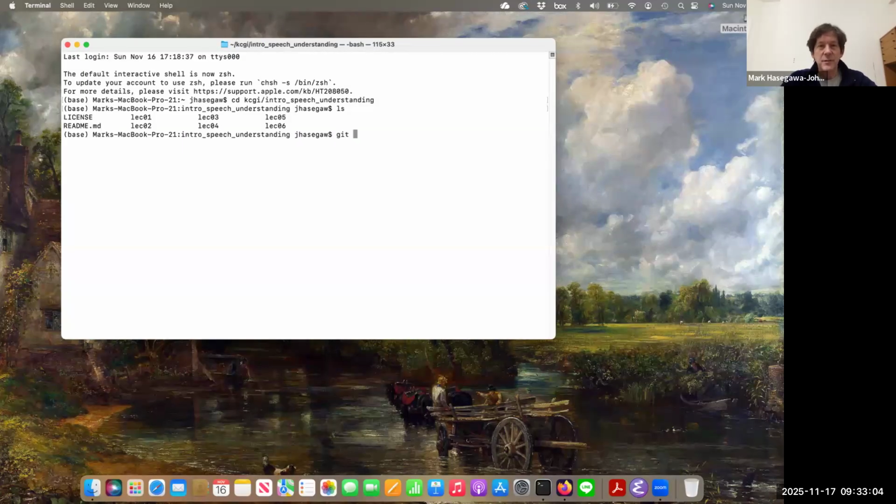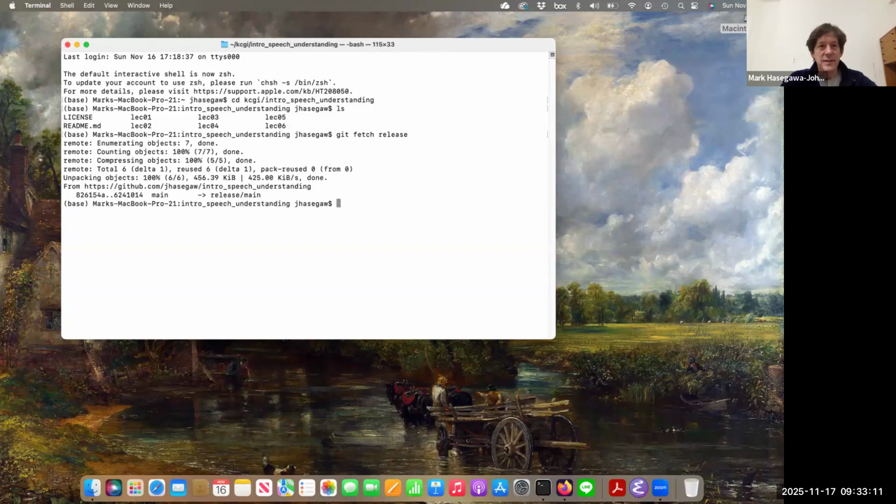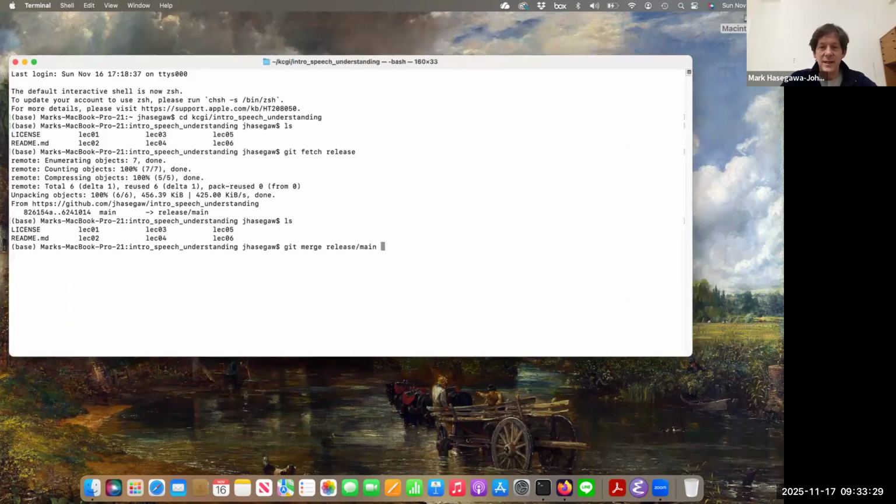So let's fetch the new release. As you know, we should type git fetch release, and that will download the code. We can see that we've downloaded it, but it hasn't been merged yet. And so in order to merge it, we need to type git merge release slash, and then dash m followed by any comment. Let's say merging lecture 7, and then dash allow unrelated histories.